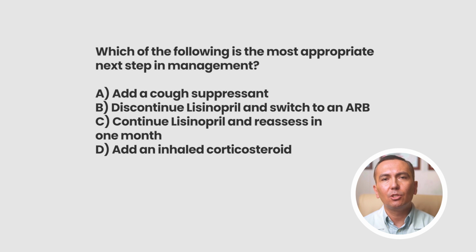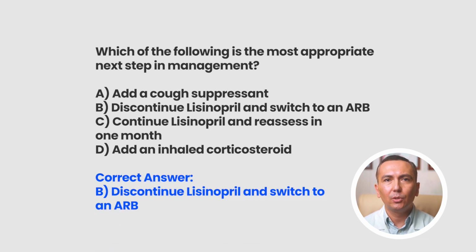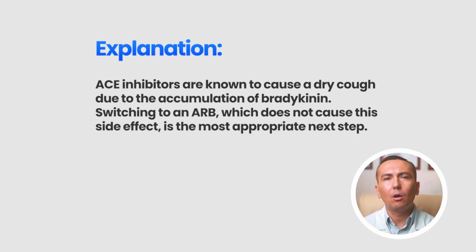In this question, we have to be able to differentiate between actual disease and possible drug side effects from the medications the patient has been given. In this scenario, we should pay attention to possible respiratory tract infections such as pneumonia, or whether the patient is having any side effects from the medications given for his existing illnesses. The correct answer to this question is to discontinue lisinopril and switch to an ARB. Explanation: ACE inhibitors are known to cause a dry cough due to the accumulation of bradykinin. Switching to an ARB, which does not cause this side effect, is the most appropriate next step.